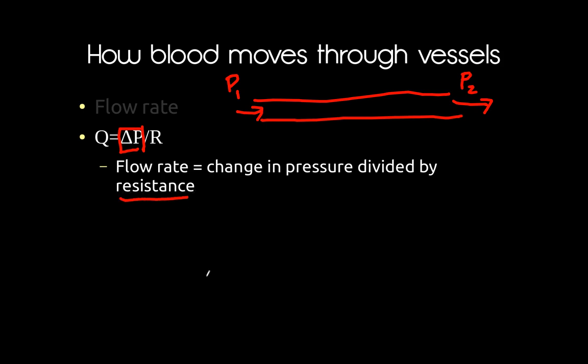So we can increase flow rate by doing two different things. We can increase this pressure gradient, so therefore increase the pressure at the beginning of this, or decrease the pressure at the end of this vessel, or we can lower the resistance of this vessel, and both of those can increase the flow rate of blood through that vessel.